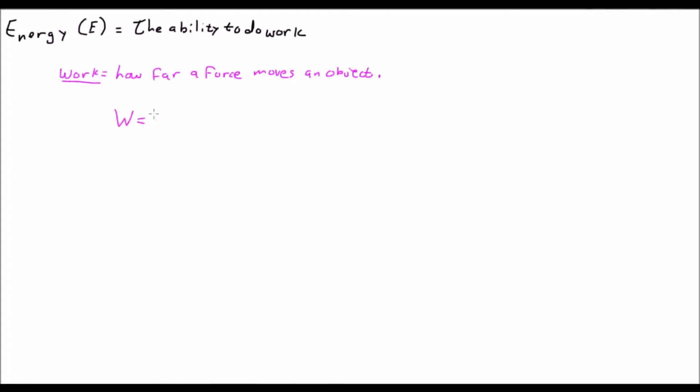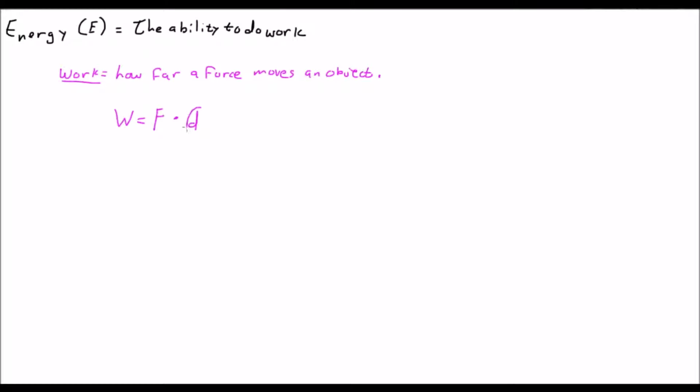Okay, so let's go ahead and jot that down. So we know that we've got a force. And then we know that we've got an object moving. When we have an object moving, we're going to have distance. Now, here's the relationship: force times distance.